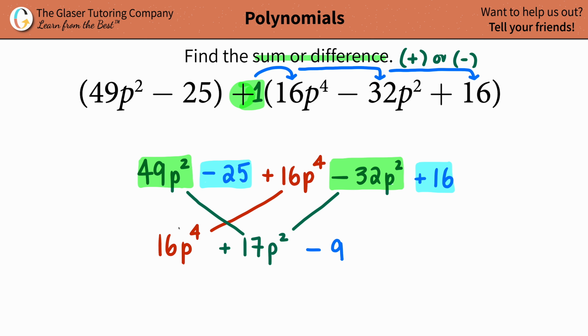And now you have one color of each. You don't have to do anything else. I'm just going to say that this went with this. And you are done. So this would be our final answer: 16p to the fourth plus 17p to the second minus 9.